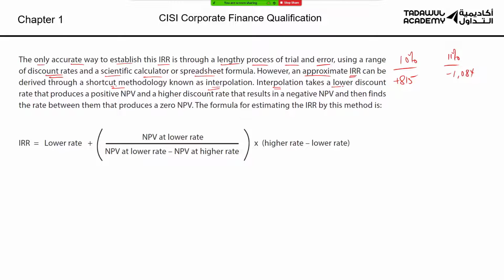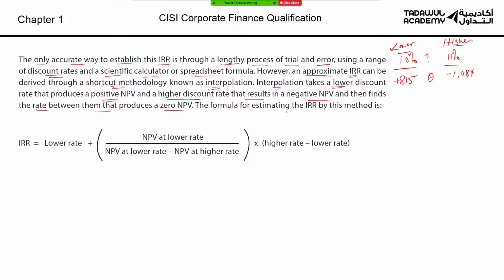Interpolation takes a lower discount rate that produces a positive NPV and a higher discount rate that results in a negative NPV, which in our case here is 11%, and then finds a rate between them that produces the zero NPV. It will give you this question mark here.